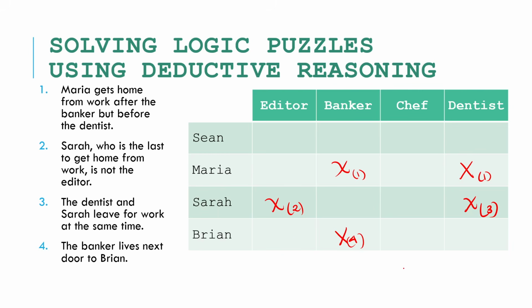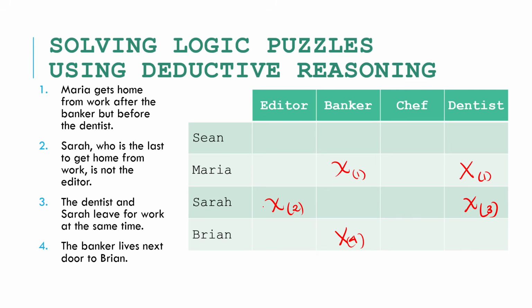Now, when you look at it, our table is still a little bit bare. No, we could not really have a conclusion yet based on the obvious eliminations that we generated from these 4 clues. So we have to look back. Maybe we missed something. No, maybe we missed something. Look at clue number 1 and clue number 2. It says here that Sarah, who is the last to get home from work, is not the editor. Okay? Sarah, who gets home from work, is not the editor.